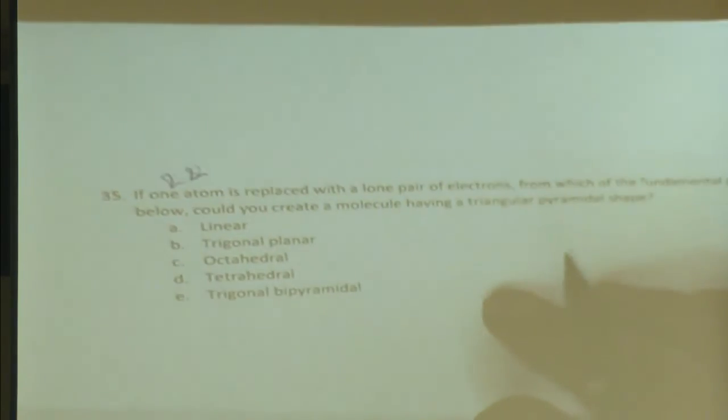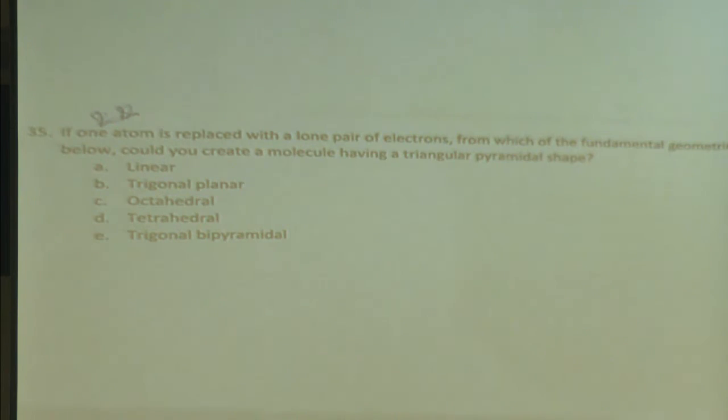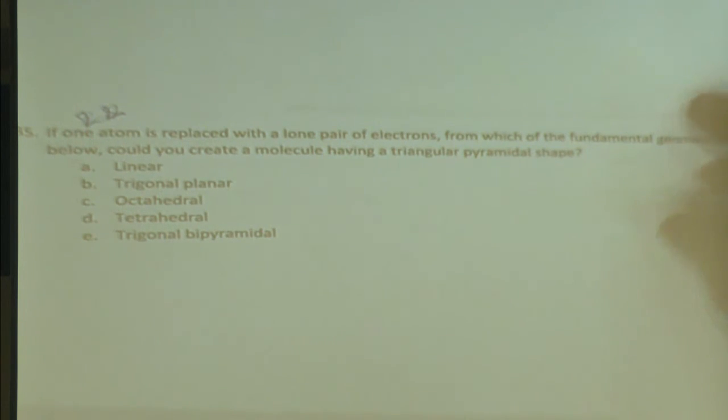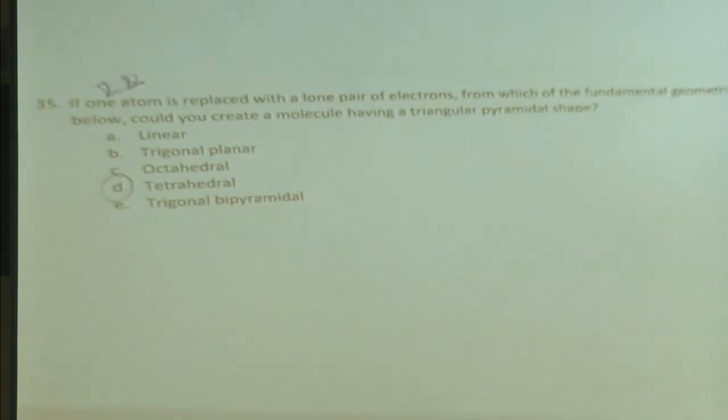All right. If one atom is replaced with a lone pair of electrons, from which fundamental geometry below could you create a molecule having trigonal pyramidal shape? So I have X amount of electron groups, and they're all bonds at this point. I take one bond away and give it a lone pair. What electron geometry am I dealing with? Tetrahedral, nice. If your electron geometry is tetrahedral and one of those electron groups is a lone pair, your molecular geometry will be trigonal pyramidal.